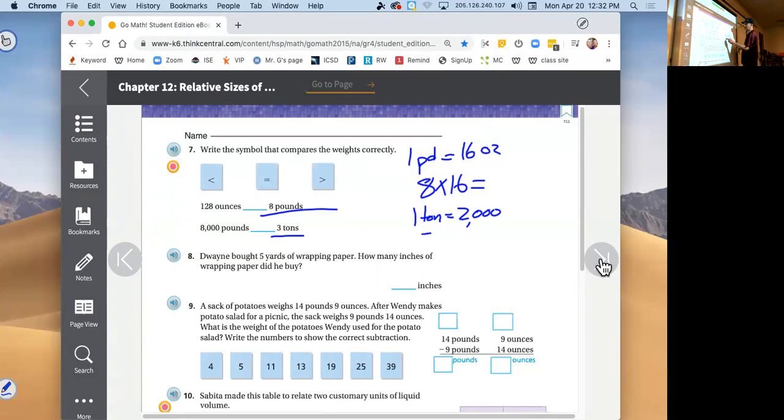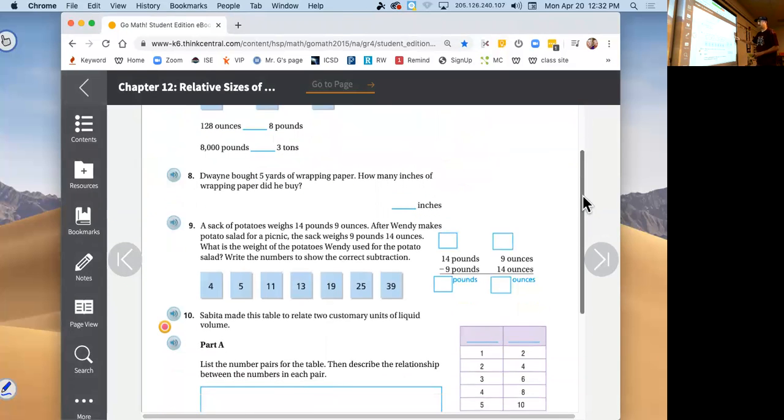We know we have 3 tons, so we're going to go 3 times 2,000. Okay? All right? Same thing here on 8. 5 yards, and we're turning it into inches. We know that 1 yard is 36 inches, so you just convert that. All right? Now the next.